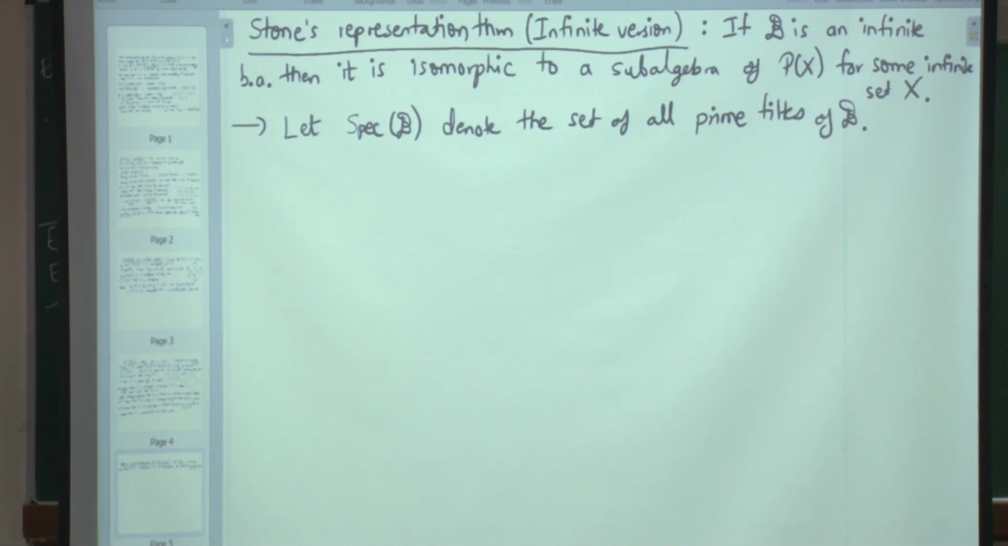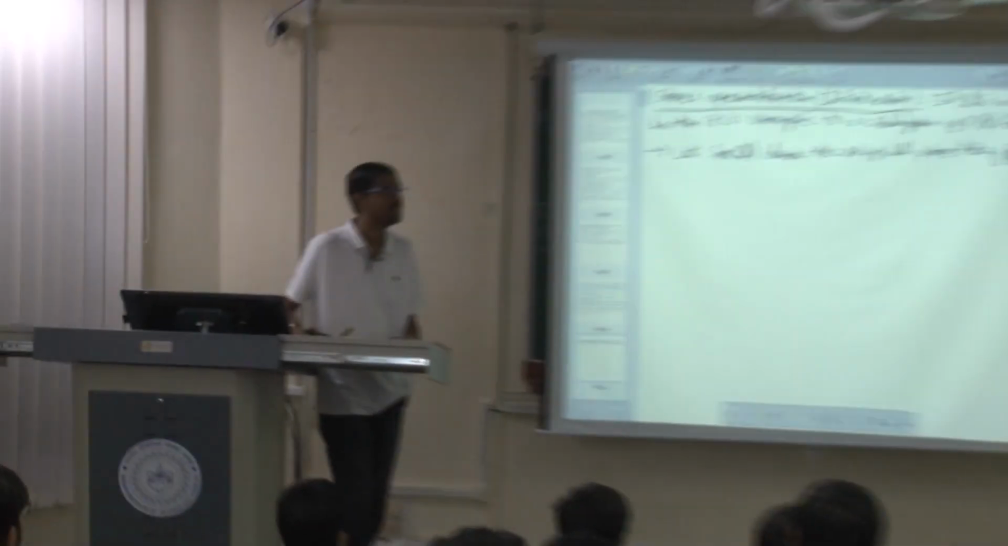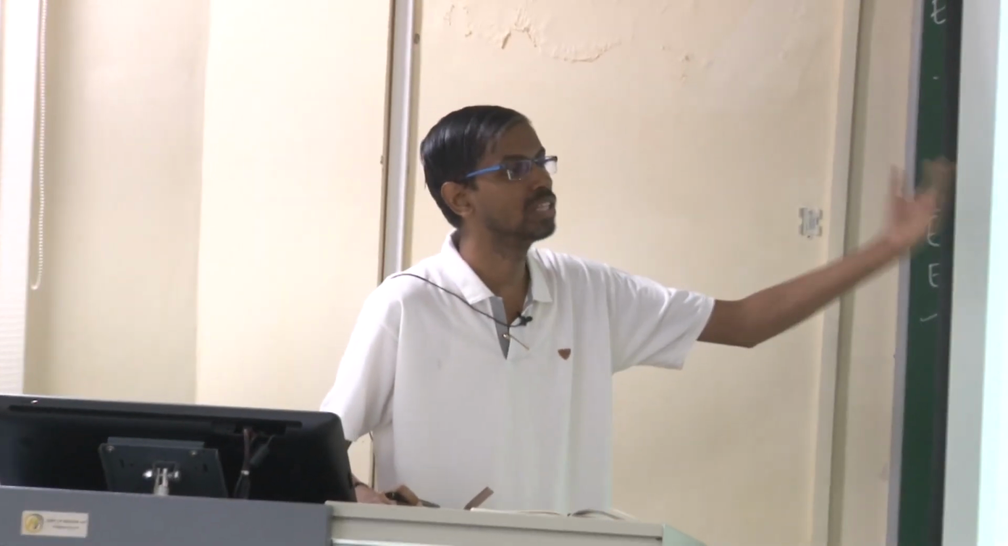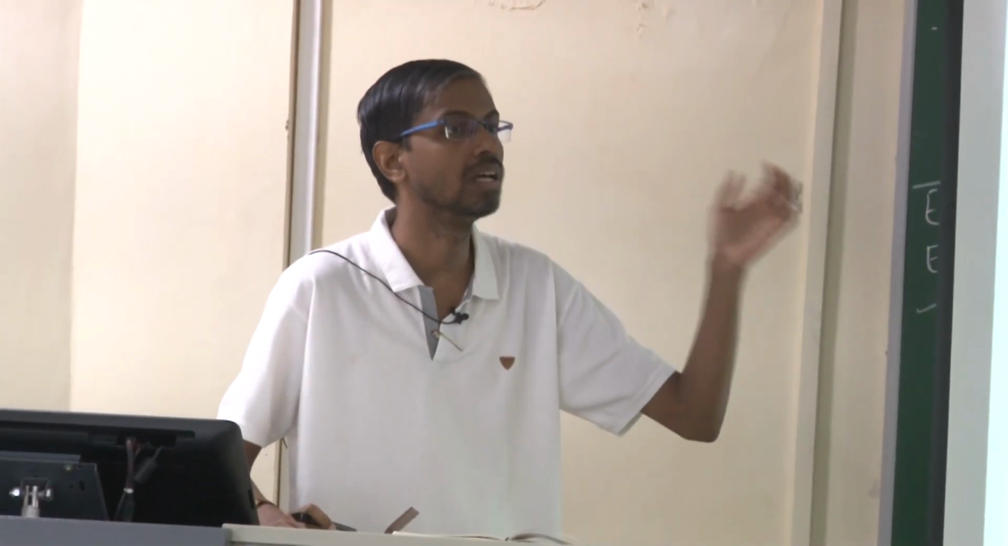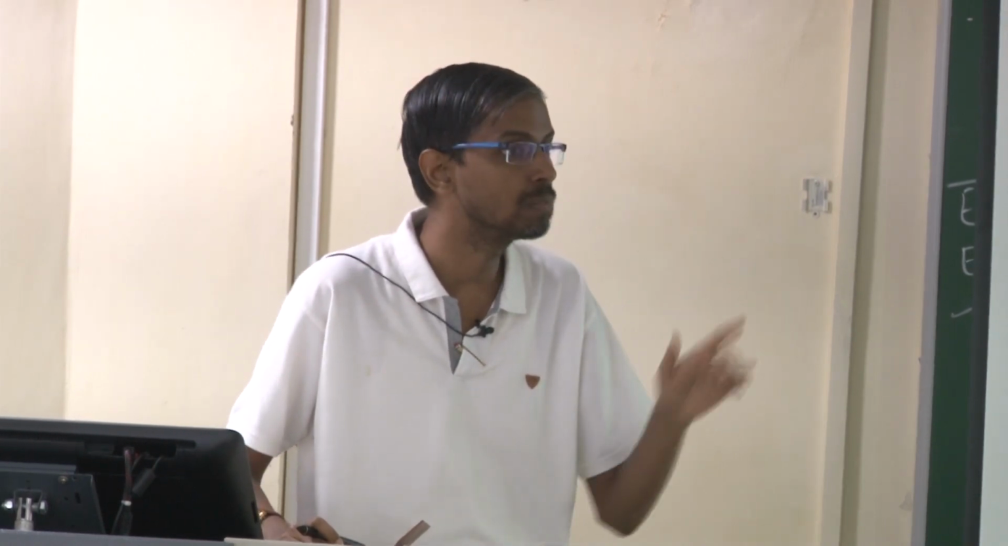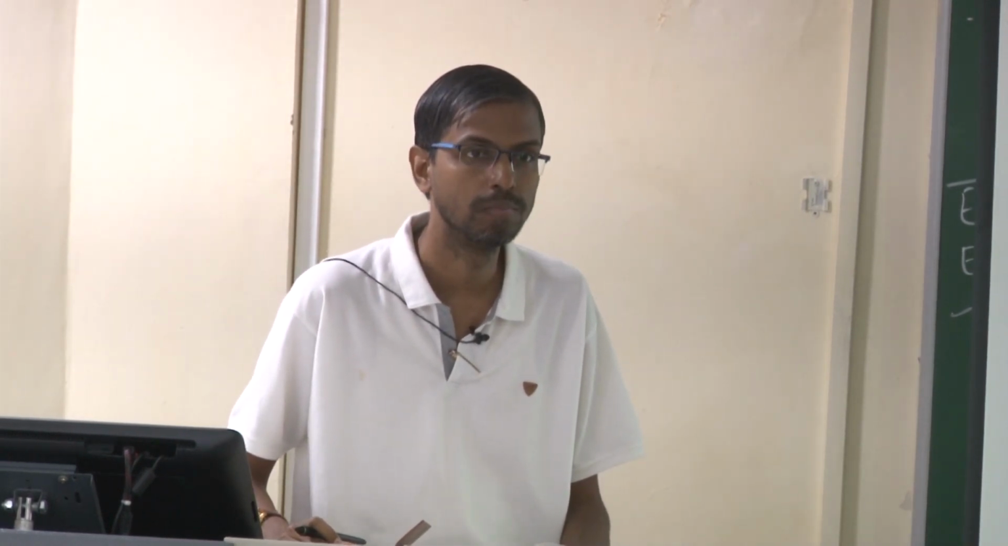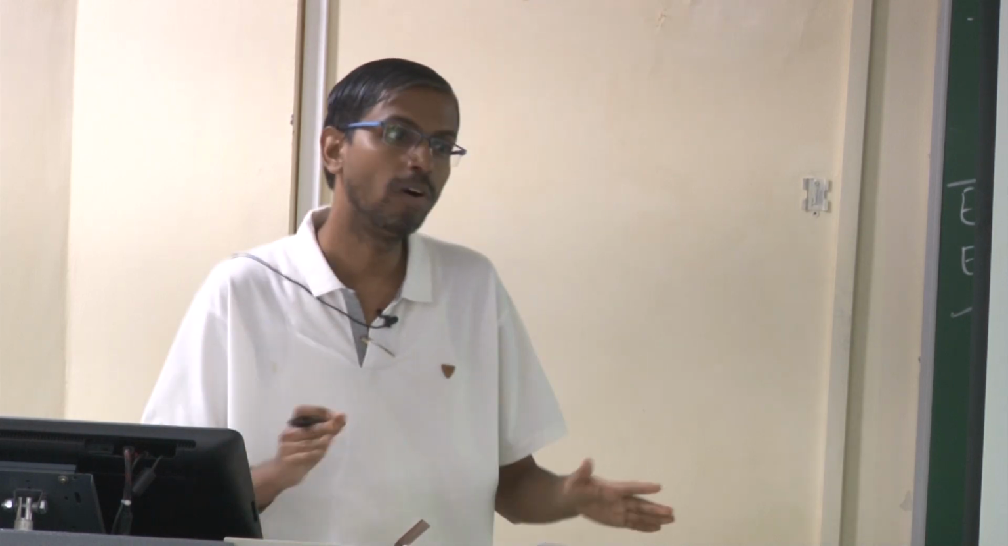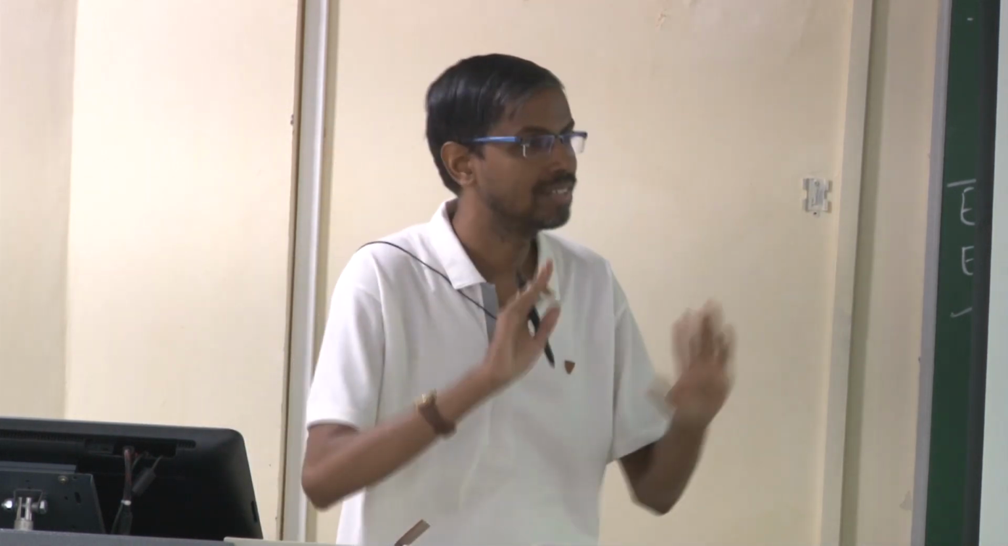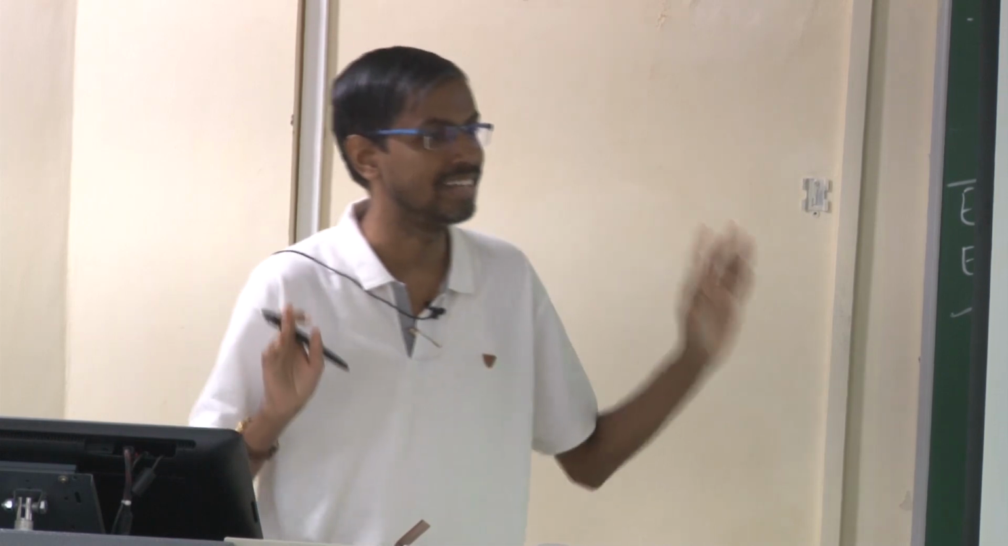Spec stands for spectrum, and this is commonly used terminology because the spectrum is also equipped with a topology. Maybe you haven't heard of this term, but spec B can be equipped with a topology so that the thus formed topological space is called Stone space, and that's an important object of study. But let's not go there right now. It's just a set. Spec B denotes the set of all prime filters of B.